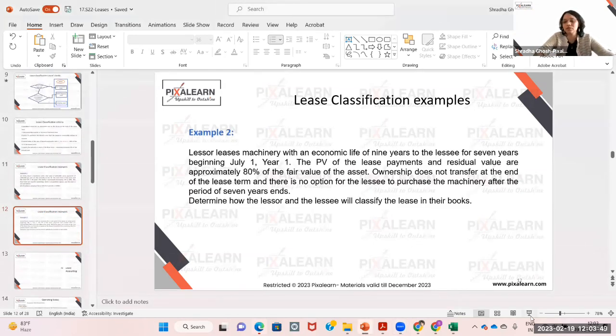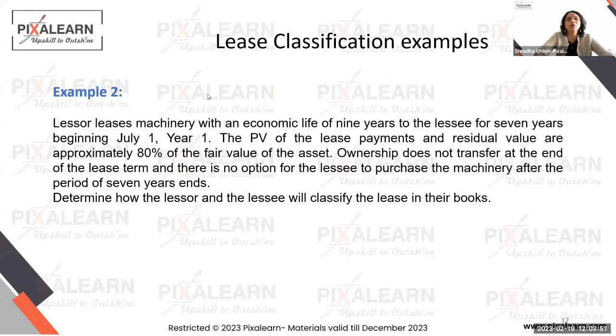Let's see who answers this first. Second scenario, tell me how you're going to classify this in the books of the lessor and in the books of the lessee. Example 2, how would you classify this in the books of the lessor and in the books of the lessee?